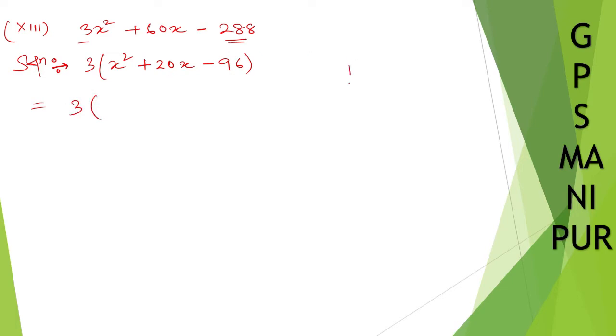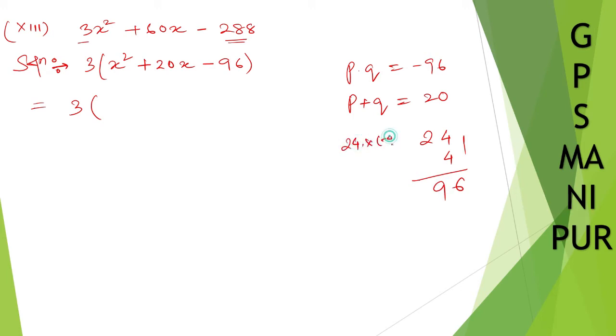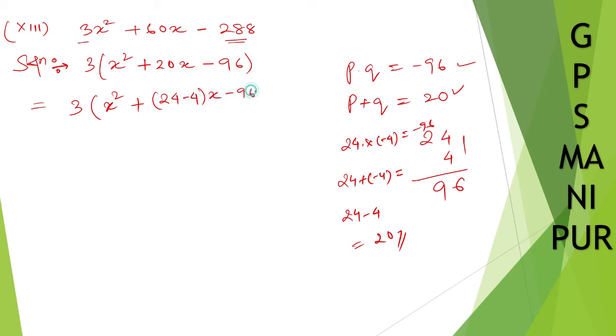Now find any two numbers p and q such that p times q is equal to minus 96 and p plus q is equal to 20. Check it out. What will be that number? Now check 24 into 4. 4 times 6 is 24, 4 times 24 is 96. So 24 times minus 4 is equal to minus 96, and 24 plus minus 4, that is 24 minus 4, is equal to 20. So we can get both numbers. So x squared plus 24 minus 4, into x, minus 96.